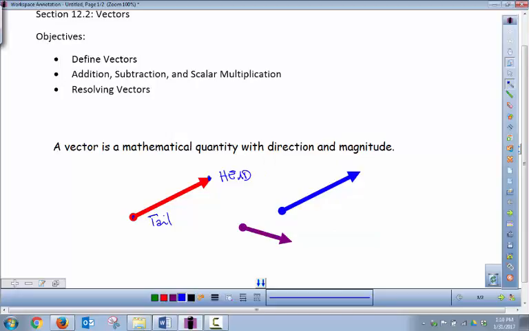So the direction, I don't want to say it's just intuitively drawing whichever direction it is, but let's focus a little bit more on the magnitude. So the magnitude is the length of that directed line segment.